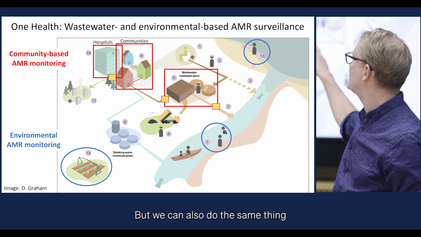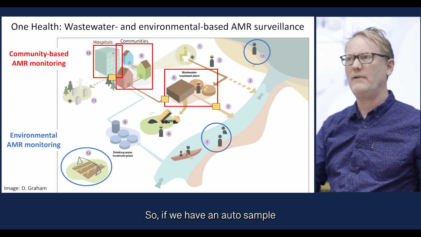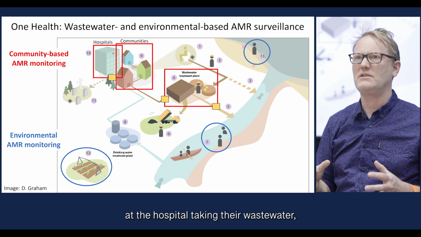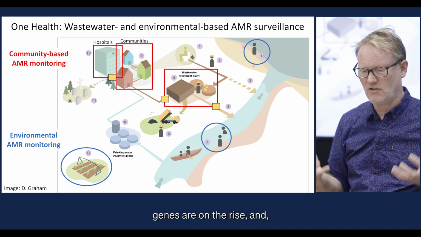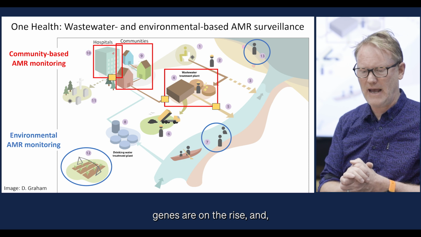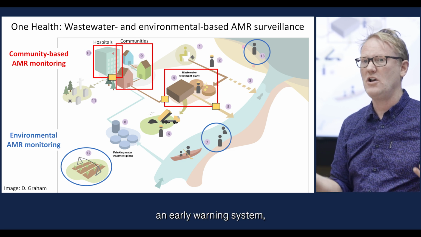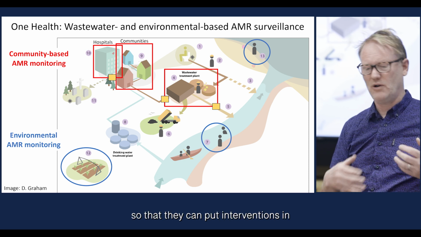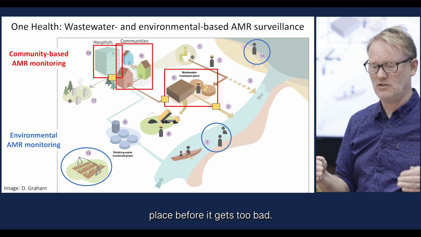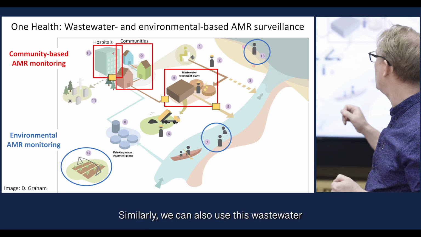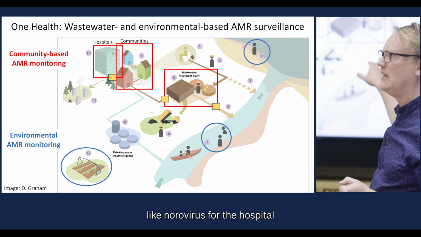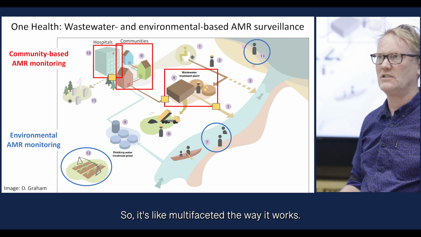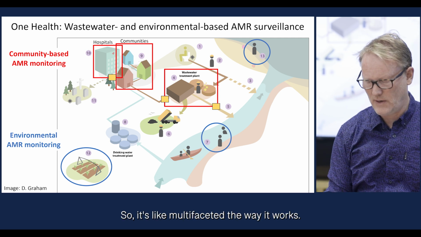But we can also do the same thing at the hospital. So if we have an autosampler at the hospital taking their wastewater, we can see which antimicrobial resistance genes are on the rise, and hopefully that provides an early warning system so that they can put interventions in place before it gets too bad. Similarly, you can also use this wastewater to track things like norovirus for the hospital so that we can prevent ward closures. So it's multifaceted, the way it works.